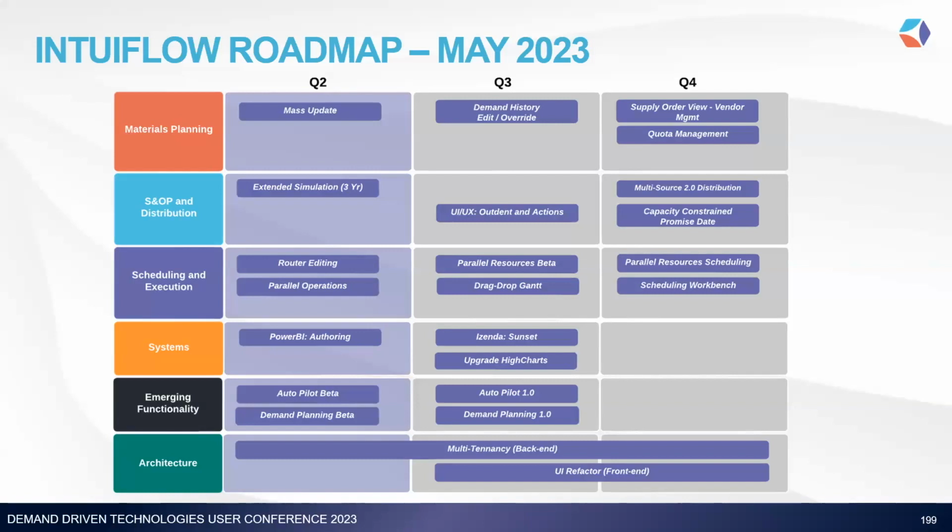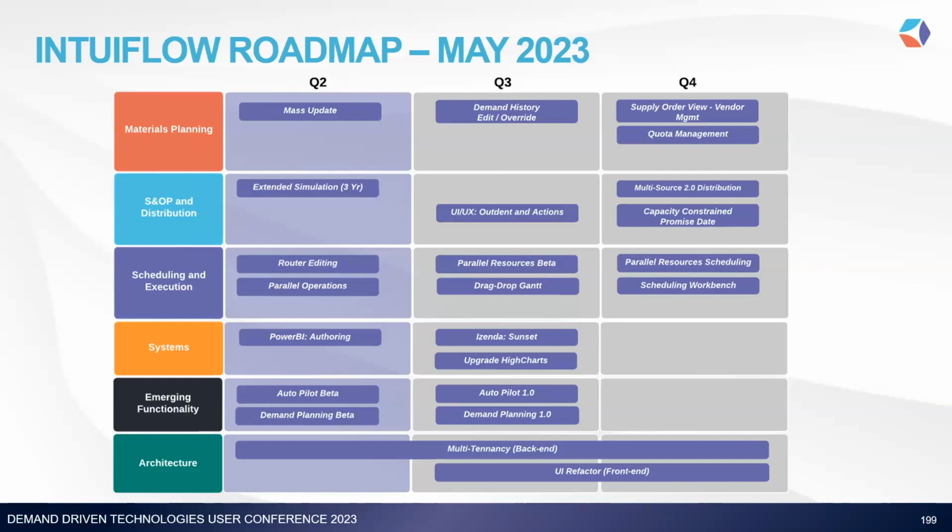You can see the different rows or the different functional module areas: material planning, S&OP, scheduling and execution. Systems is really the kind of foundational stuff, and emerging functionality. You've seen the demand planning beta, and we'll talk about autopilot tomorrow in a lot of detail, and then obviously a lot of architectural work around multi-tenancy, UI refactors, and scalability in that arena.